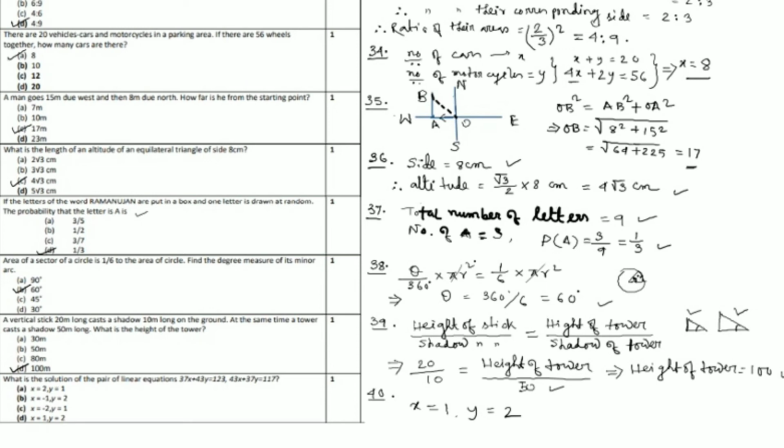Now in problem number 40, what is the solution of the pair of linear equations 37x plus 43y is equal to 123 and 43x plus 37y is equal to 117? You will do this problem at home, it is very easy, and I have solved it, and the value is x equal to 1 and y is equal to 2. So which option will be the right one? Obviously the option D will be the right answer.